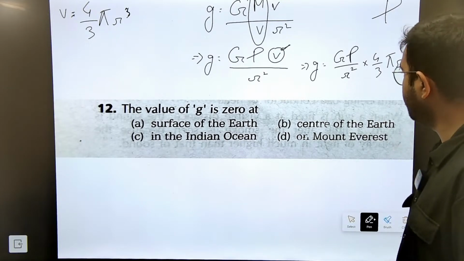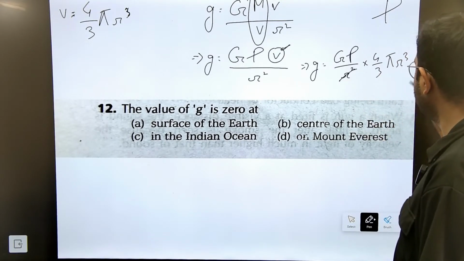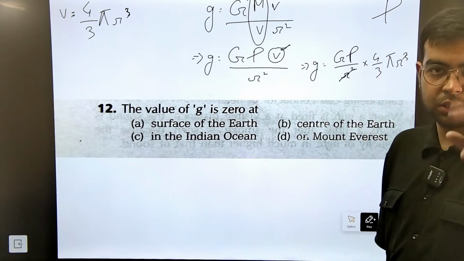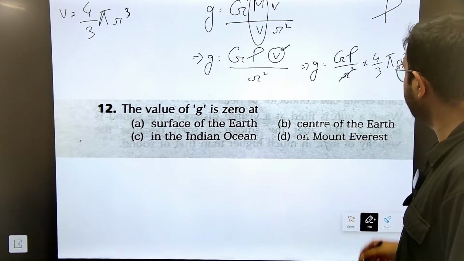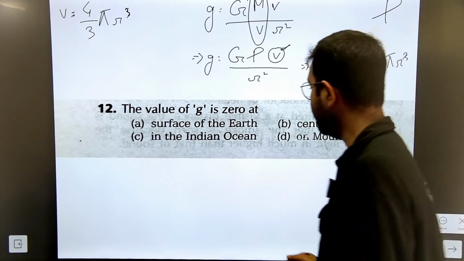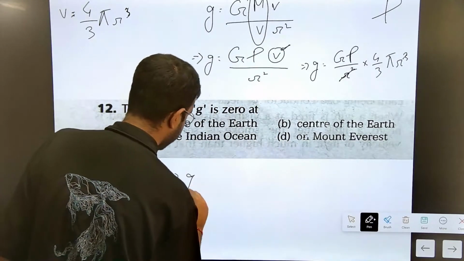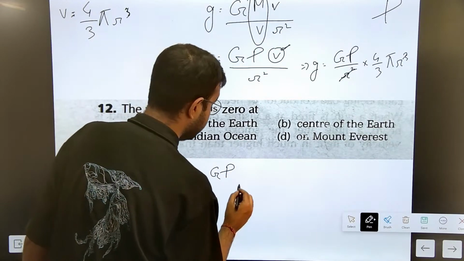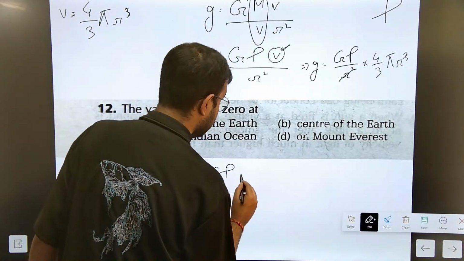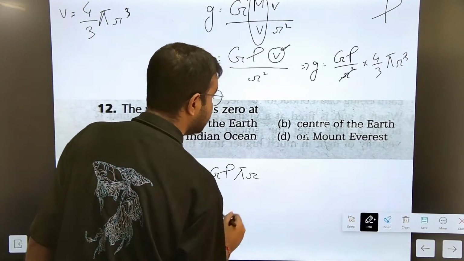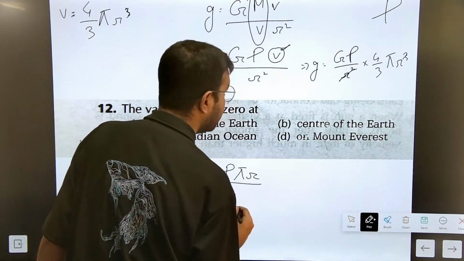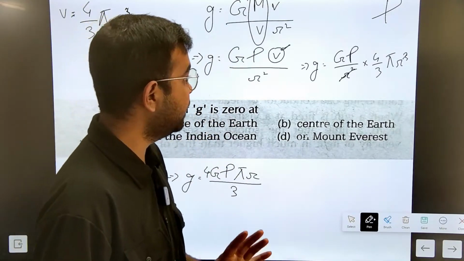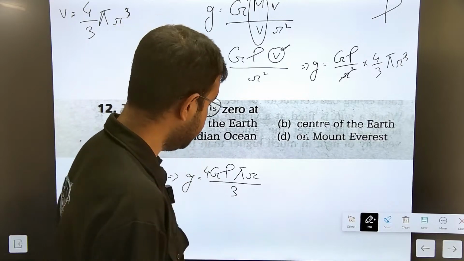अब यहाँ पे हम क्या कर सकते हैं? We can cancel this r square with r cube. ठीक है? R cube by r square. The powers will get subtracted and we will be left with only 1 r. So what are we getting in the end? What we are getting in the end is g is equal to gravitational constant into density into 4 by 3 pi r. Okay, this is the value that we are getting here. ये वैल्यू हमको मिला है.